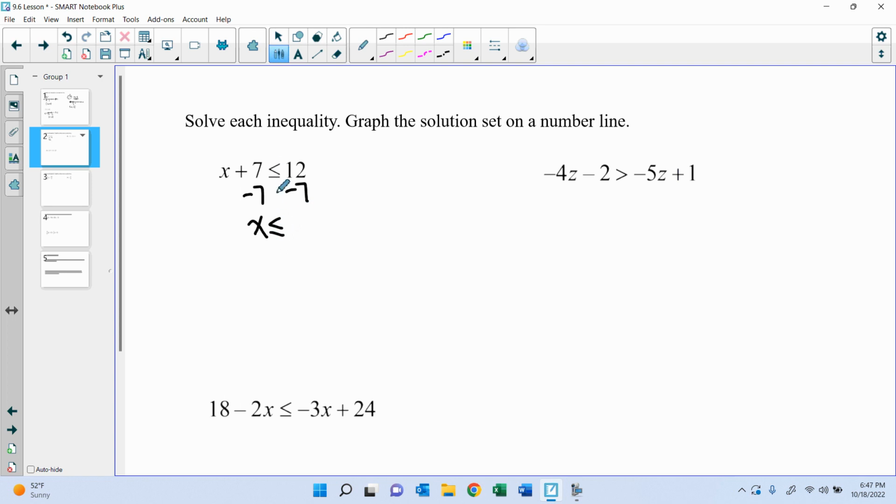Keep it lined up, though, just like you do with equal signs. And then you have 12 minus 7, which is 5. And then we're supposed to graph on a number line. Well, I'm not going to graph every one of these on a number line, but I will graph a few of them just so we get good at it.